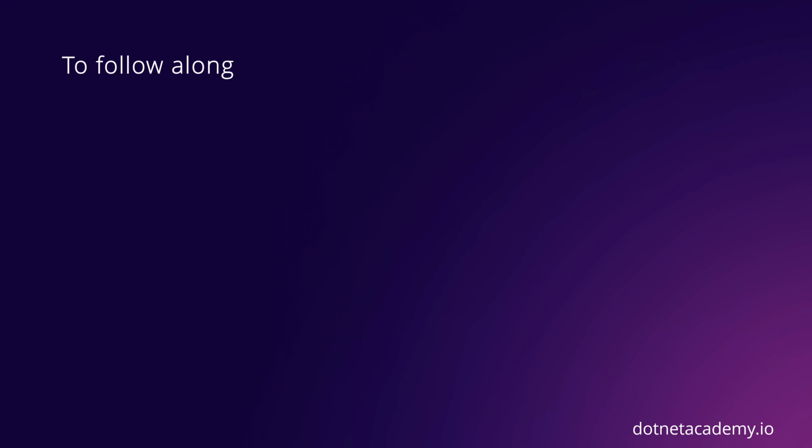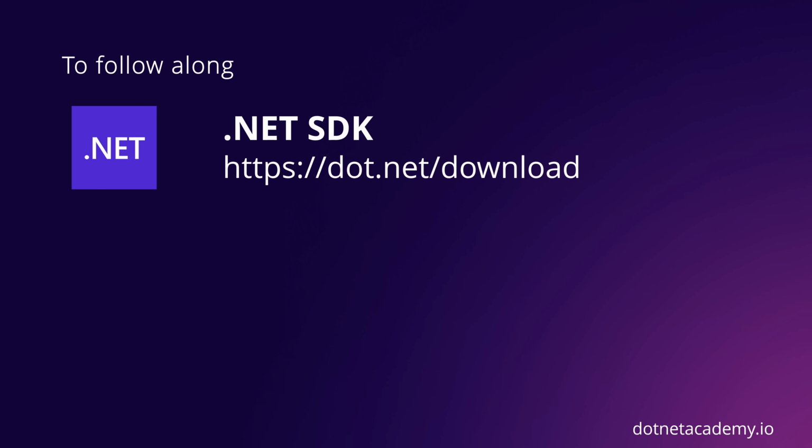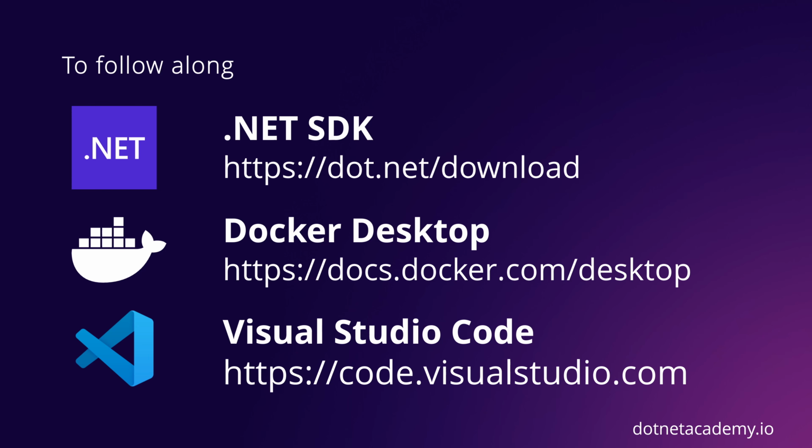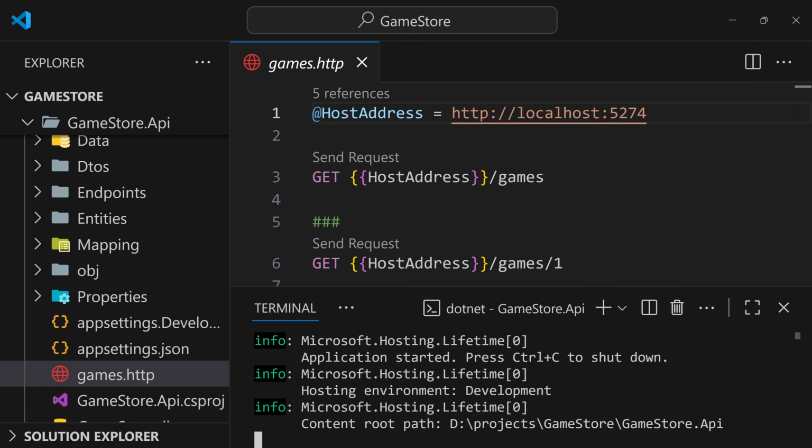To follow along, make sure you have this installed: the latest .NET SDK, Docker Desktop, and Visual Studio Code or your favorite code editor. Our starter application is a small ASP.NET Core API that exposes a few basic endpoints to manage a catalog of video games. Now I have the application running already, so let me show you how it works.